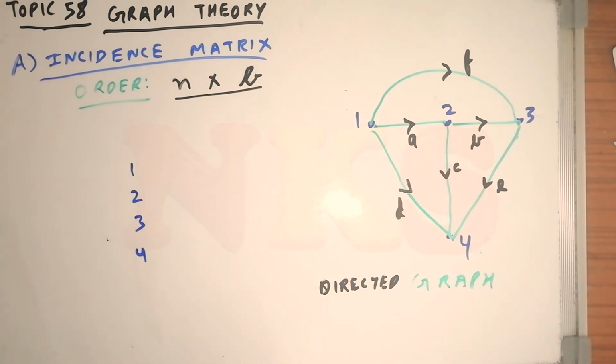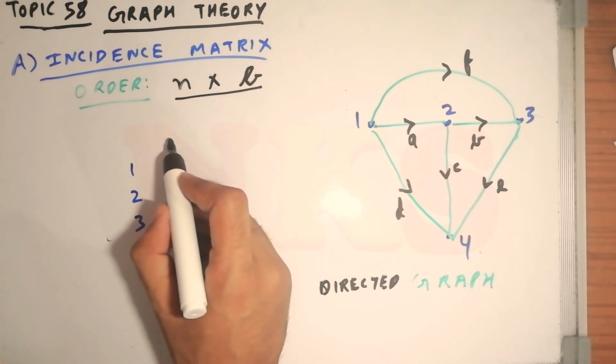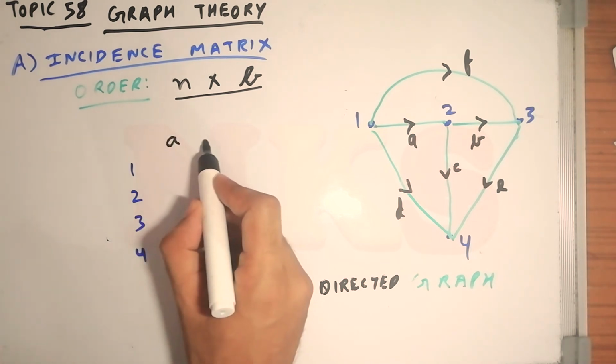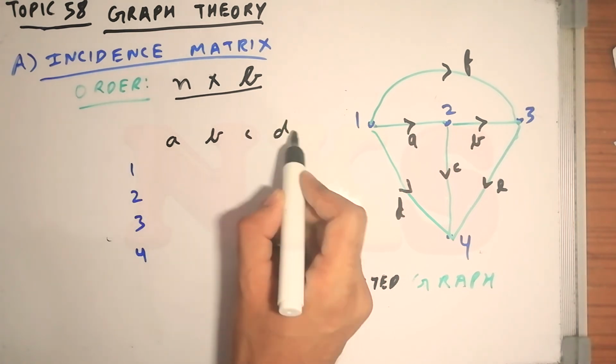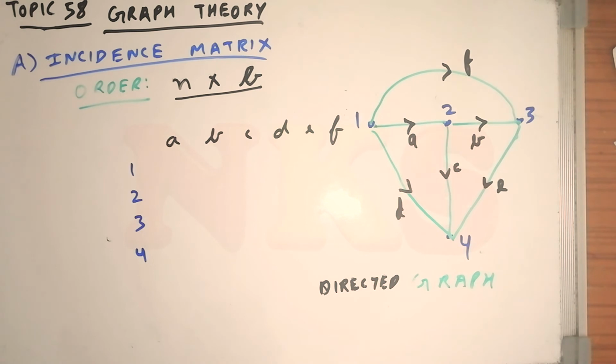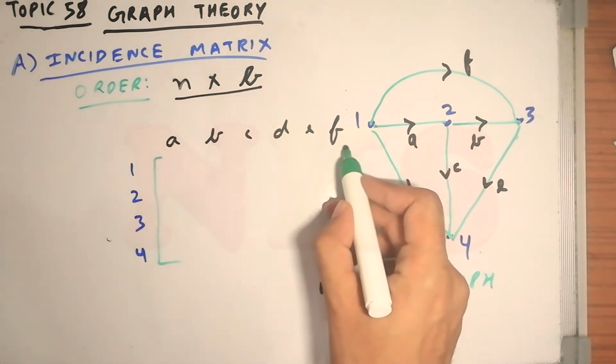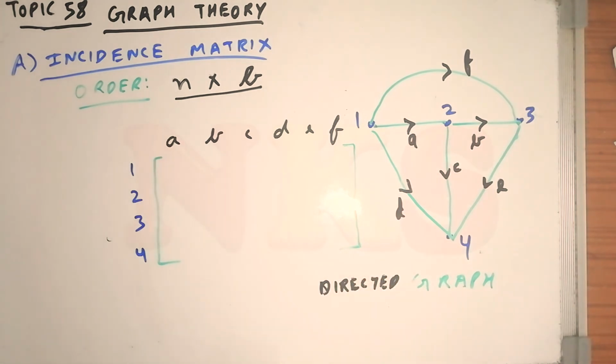And how many branches do I have? A B C D E F. So this is my matrix. Okay, so this is my whole matrix, that will be my incidence matrix.